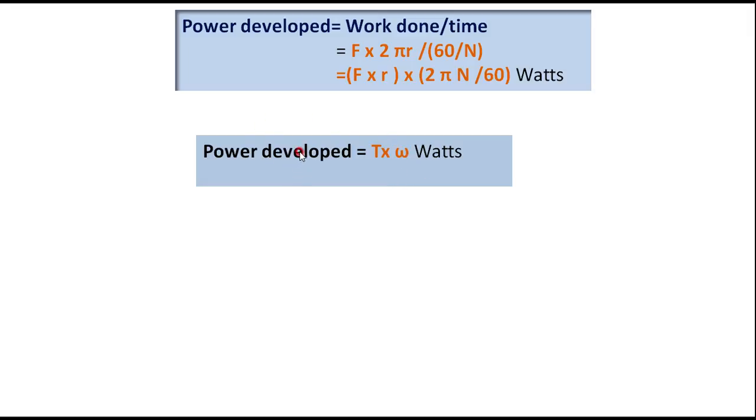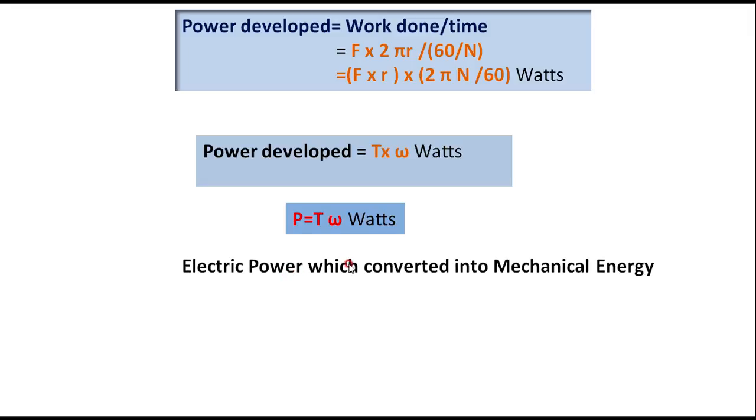Then what is the actual electrical energy which is converted into mechanical energy? That is EB into I. P is equal to T into omega, which you derived already. The electric power converted into mechanical energy is EB into Ia. Both are equal. Therefore, T omega is equal to EB into Ia.